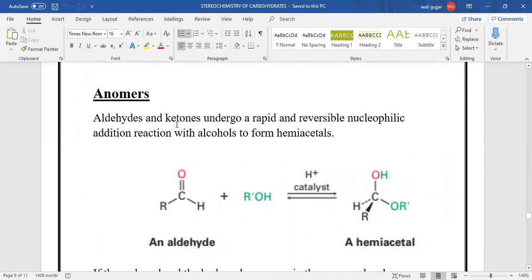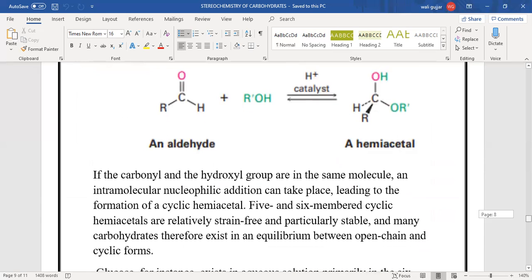Then anomers. Aldehydes and ketones undergo a rapid and reversible nucleophilic addition reaction with alcohols to form hemiacetals. Like in this reaction, an aldehyde converts into a hemiacetal. If the carbonyl and the hydroxyl groups are in the same molecule, an intramolecular nucleophilic addition can take place, leading to the formation of a cyclic hemiacetal. 5 and 6 membered cyclic hemiacetals are relatively strain-free and particularly stable, and many carbohydrates therefore exist in an equilibrium between open chain and cyclic forms.